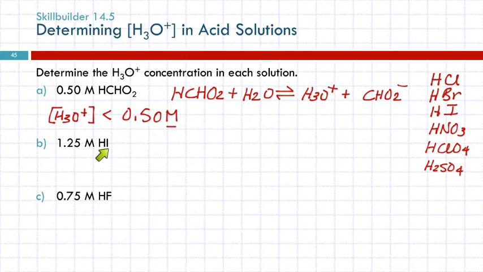1.25 molar HI. Hi. It's a very friendly acid. Is it a strong acid? Yeah, it's on the list. Strong acids ionize completely. So this one is going to ionize completely. Single-headed arrow is going to form hydronium ions and iodide ions. For every 1 mole of HI, you're going to get 1 mole of hydronium ions.